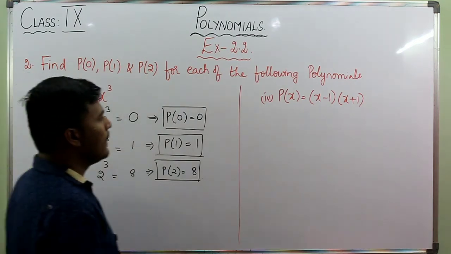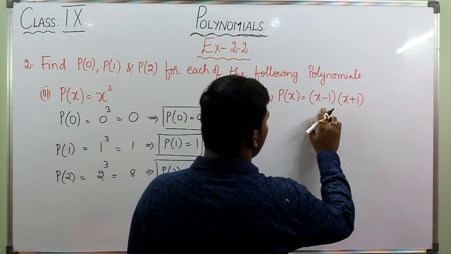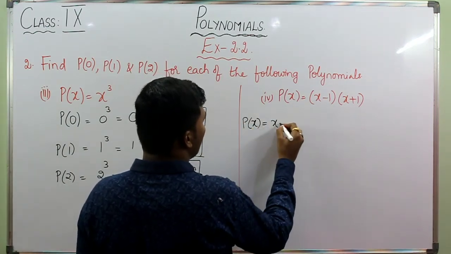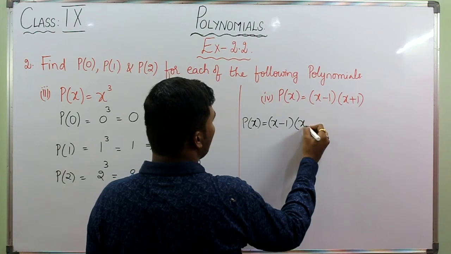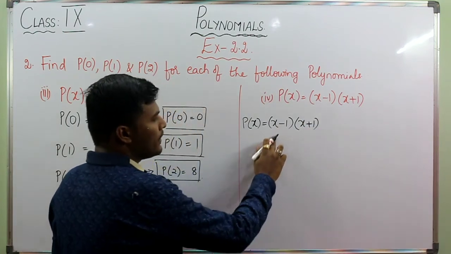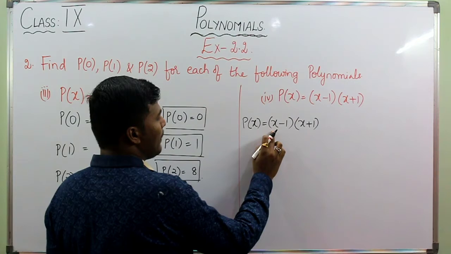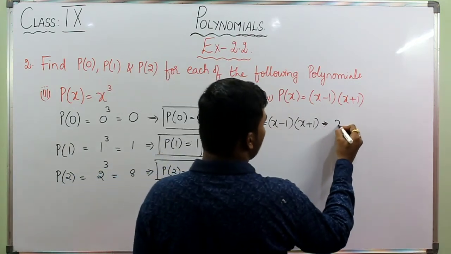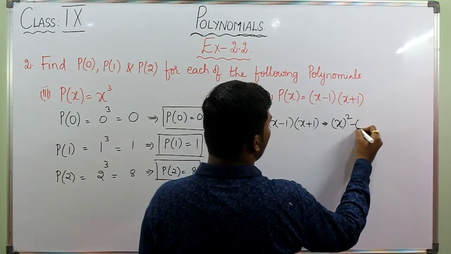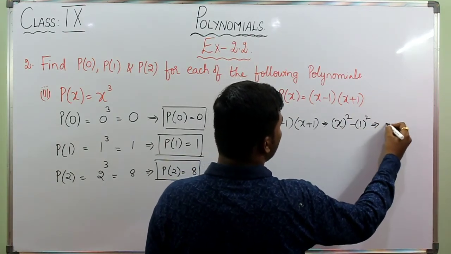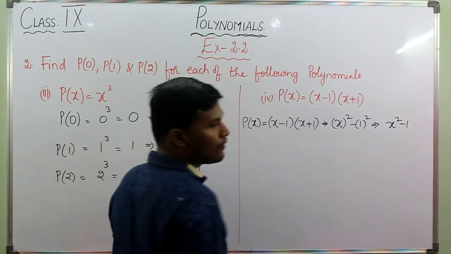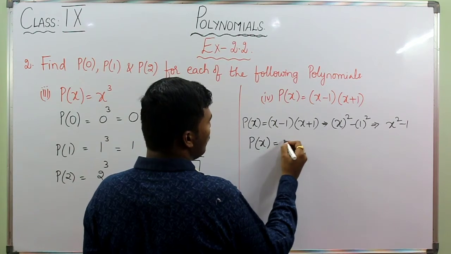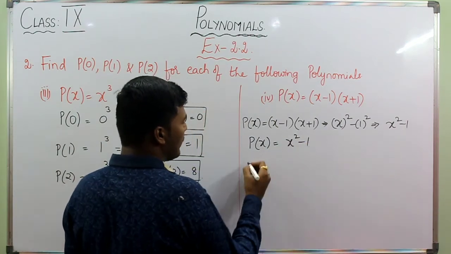Okay. Now the last bit, that is p of x is equal to x minus 1 into x plus 1. So first let us consider p of x is equal to x minus 1 into x plus 1. If you see here, this is like a minus b into a plus b, which you can write as a square minus b square, that is x square minus 1 square, which implies x square minus 1. Okay, so now our p of x has been changed to x square minus 1.